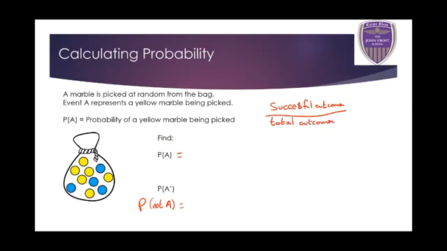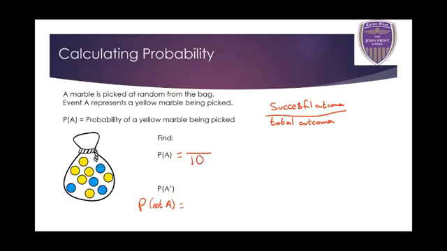So we've got P of A here. Now, we're trying to find the probability of picking a yellow marble out of the bag. So you can do this either way, it's up to you, as long as you remember which number goes on top and which one goes on bottom. Let's stick with the bottom number first. How many total outcomes are there? In other words, how many marbles are in this bag? Well, you count them up. You've got 1, 2, 3, 4, 5, 6, 7, 8, 9, 10. We've got 10 marbles in this bag. So the total outcomes is 10. There are 10 total marbles in the bag.